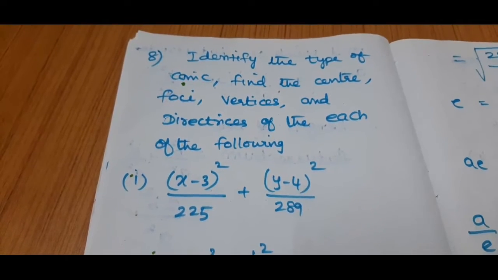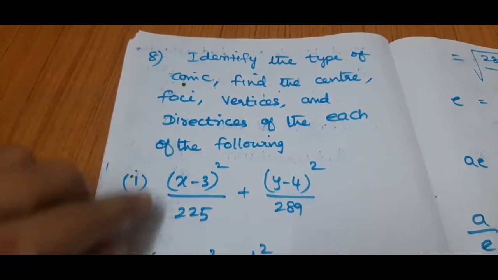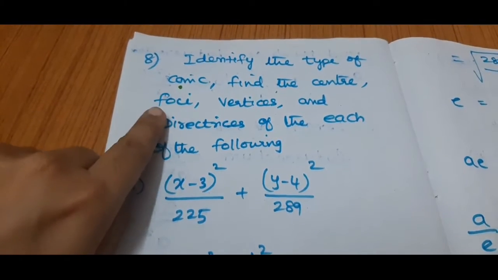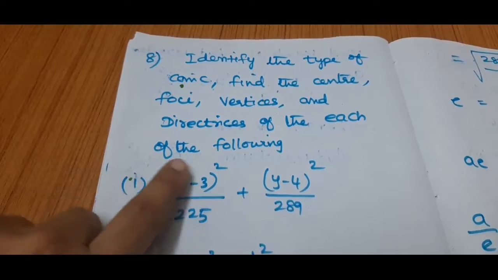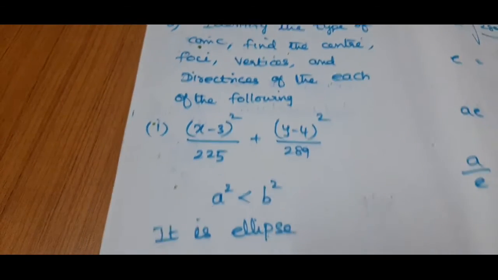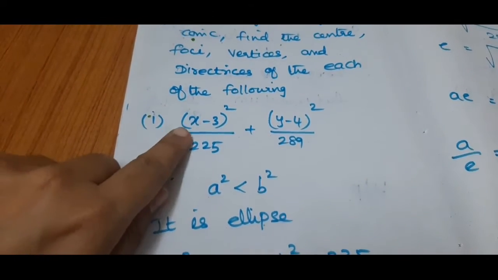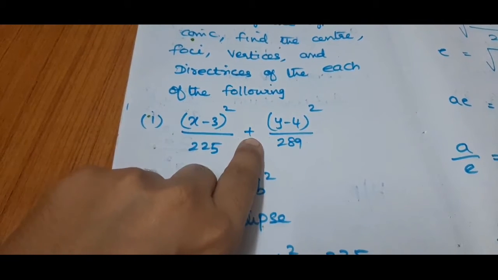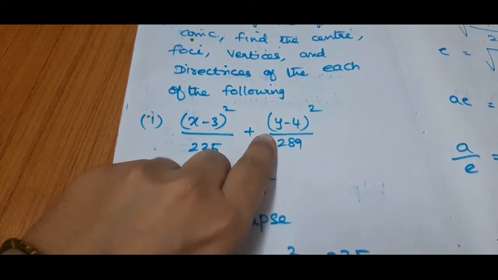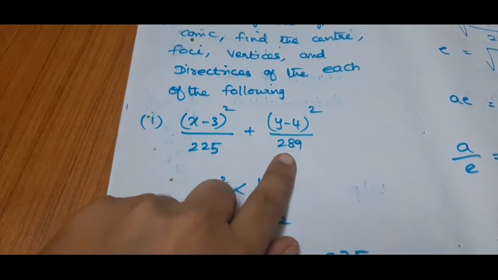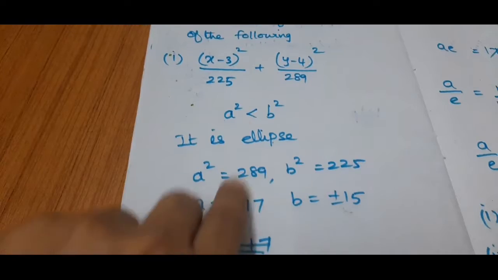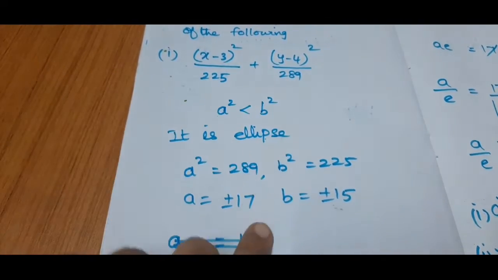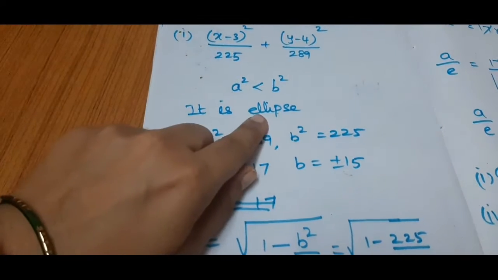The eighth problem is: identify the type of the conic, and find the center, foci, vertices and directrices of the following. The first question is (x minus 3) whole square by 225 plus (y minus 4) whole square by 289. Here a square is less than b square, so it is an ellipse.